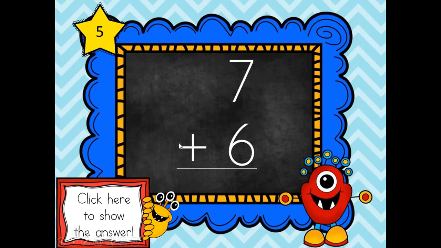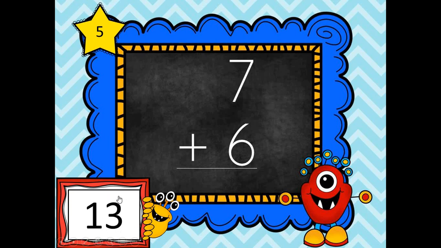Oops, we already did that one. Go to the next one. There we go. 7 plus 6. All right, did you get 13? Good, all right. Now this is the part in the game where we get to get up.